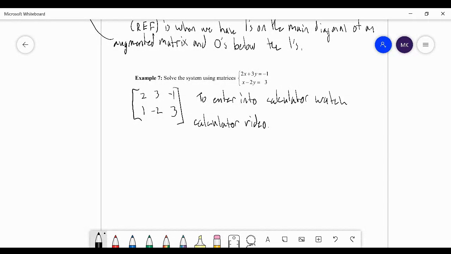So to do this, I'm just going to write the buttons here. So we go second, and then you're going to hit the button that says x to the -1. So that's what the button looks like, and above it, it says matrix. Okay. And this is going to take you to a screen that has names, math, edit.